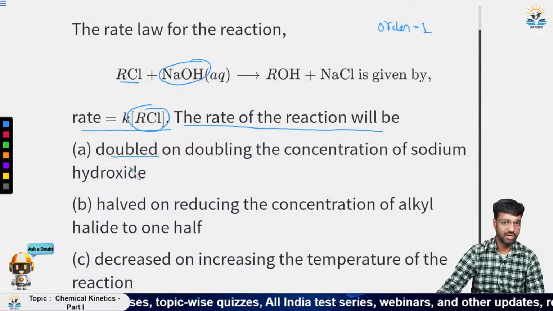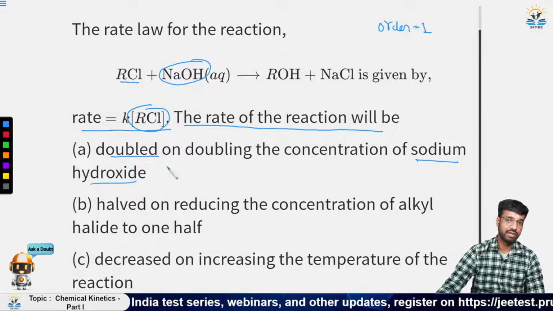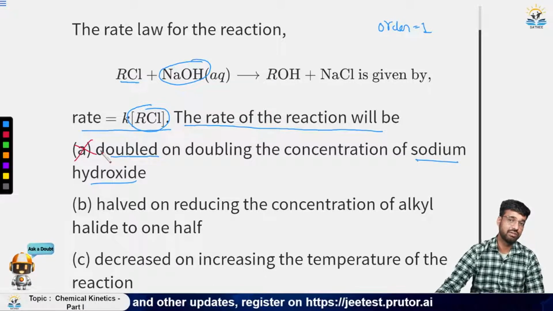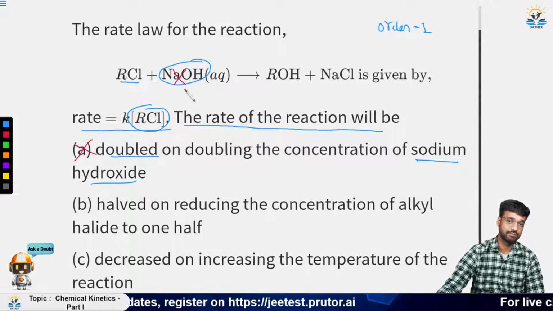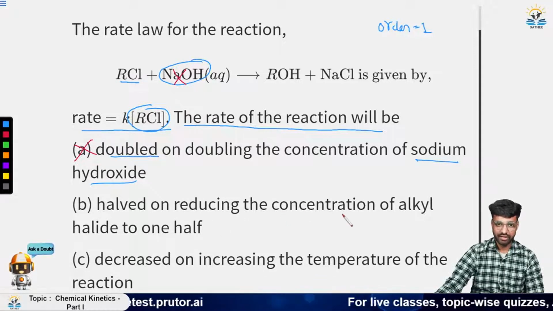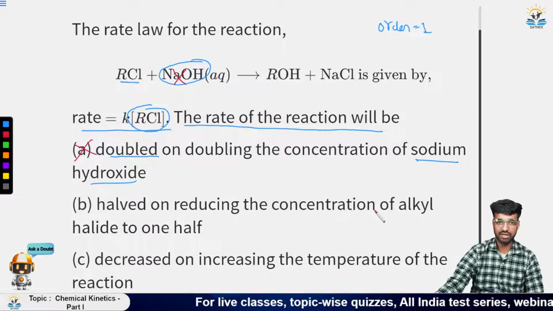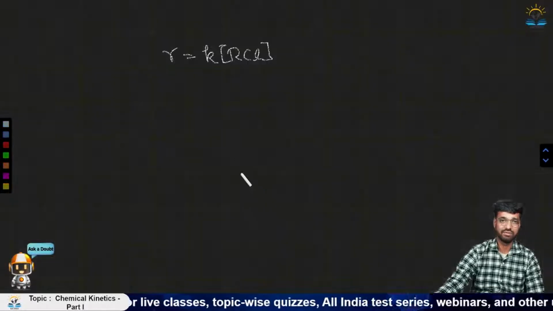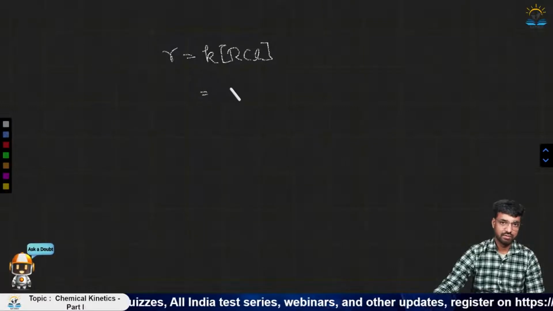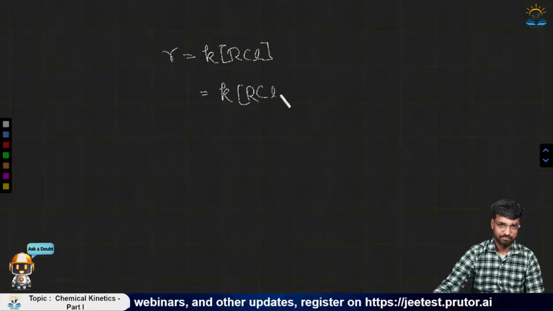Now it is saying, what happens if we double the concentration of sodium hydroxide? What will be the effect on rate? It will have no effect at all. Why? Because it is not present in the rate law. Second, the rate is halved on reducing the concentration of alkyl halide to half. So say we reduce the initial concentration by half.